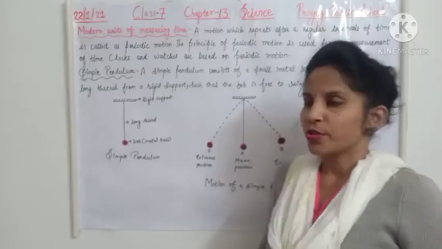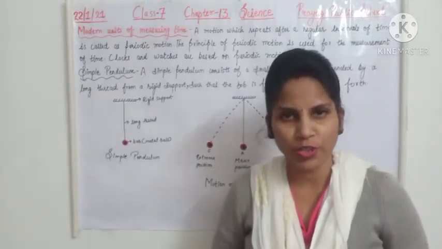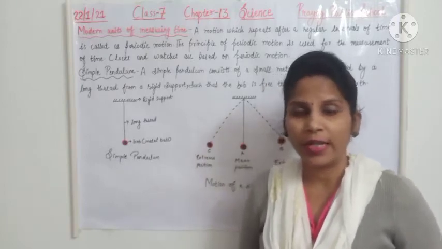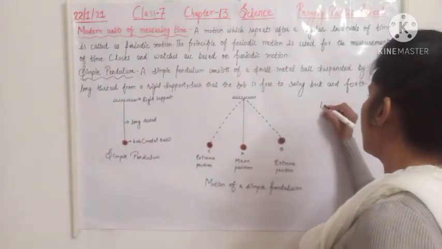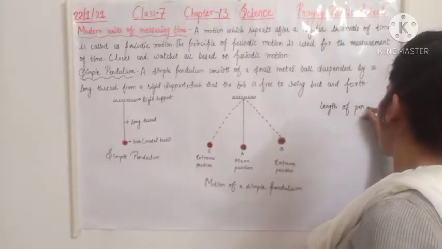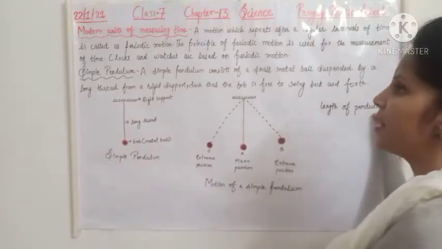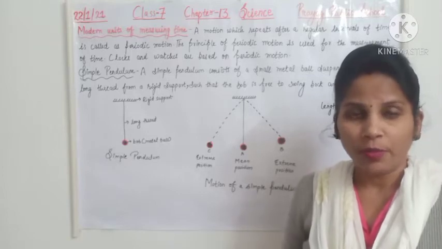Okay. So the to and fro motion of a pendulum is an example of periodic motion, and there are some terms that are related to the simple pendulum. For example, length of the pendulum. What is the length of the pendulum? Okay, the length of the pendulum is very important.